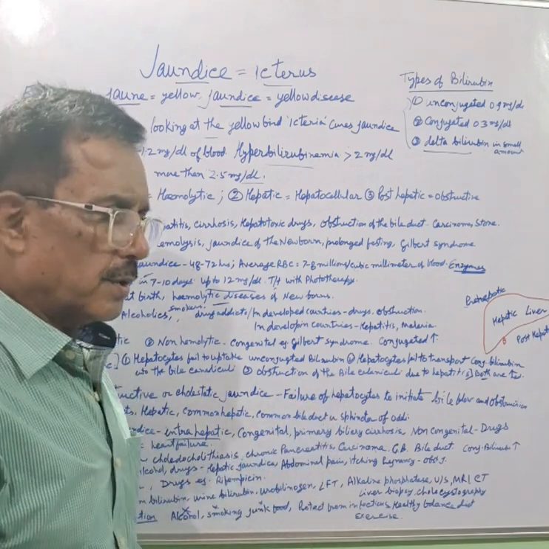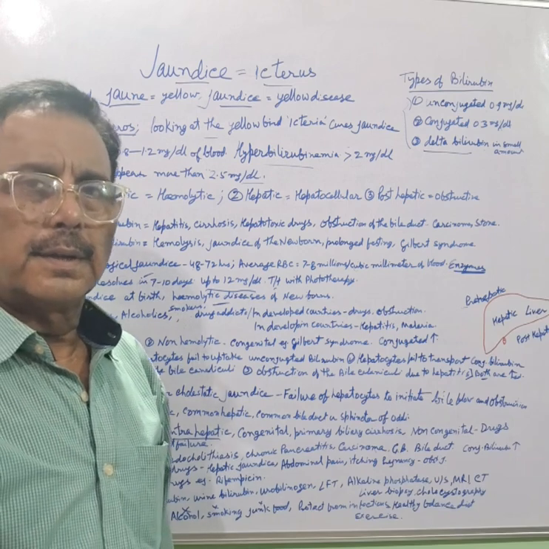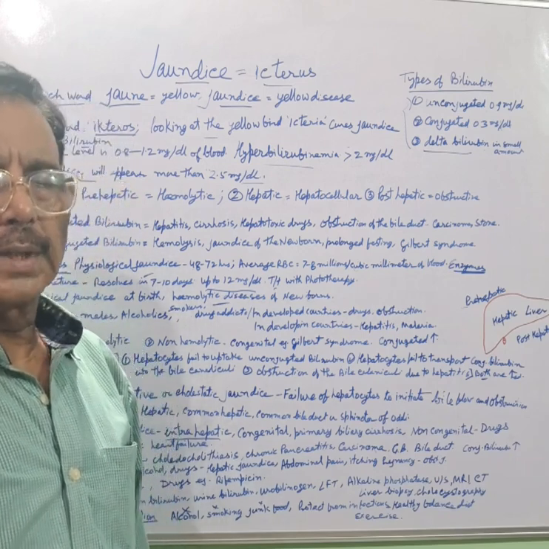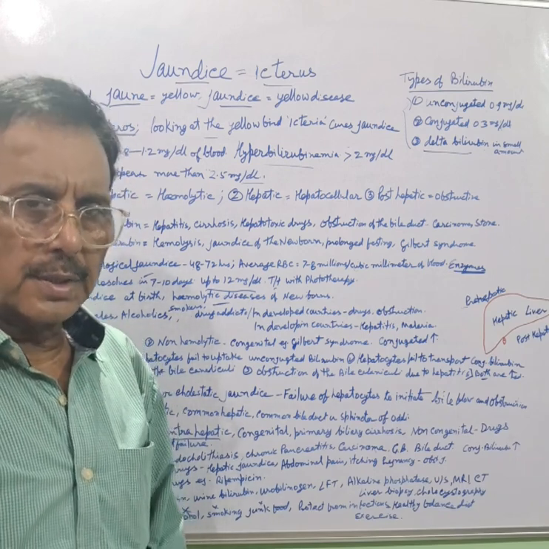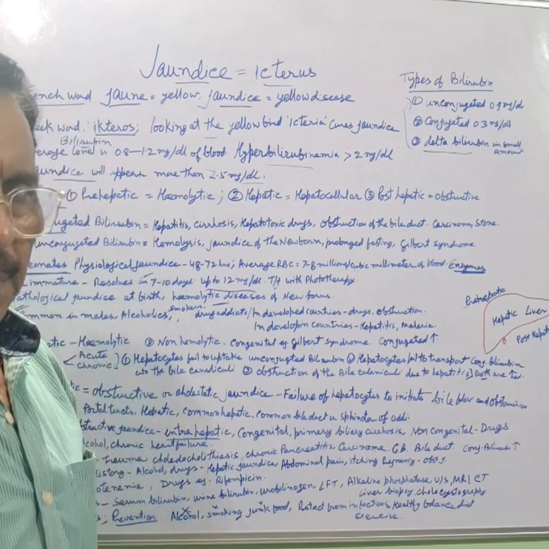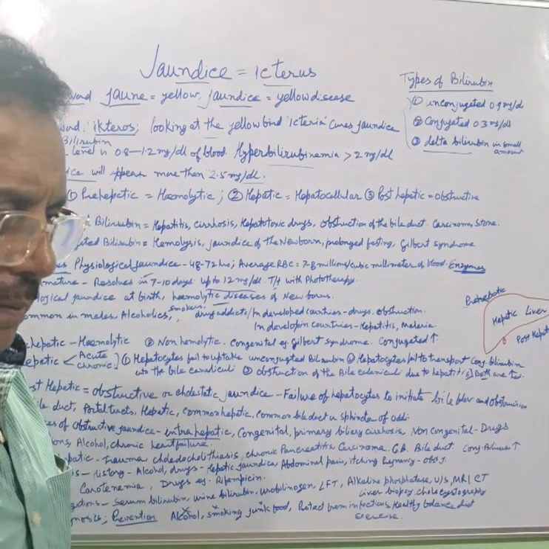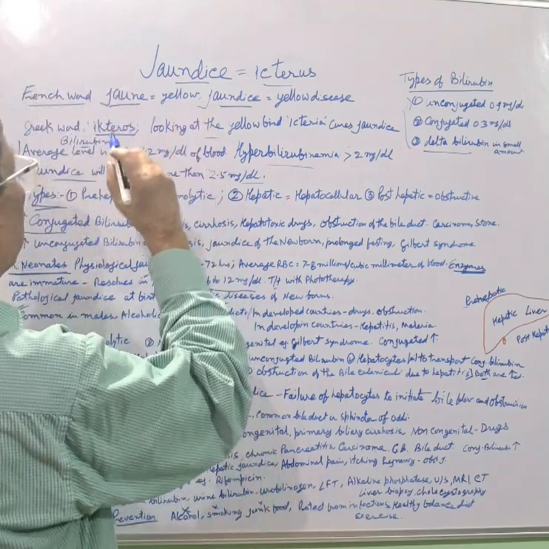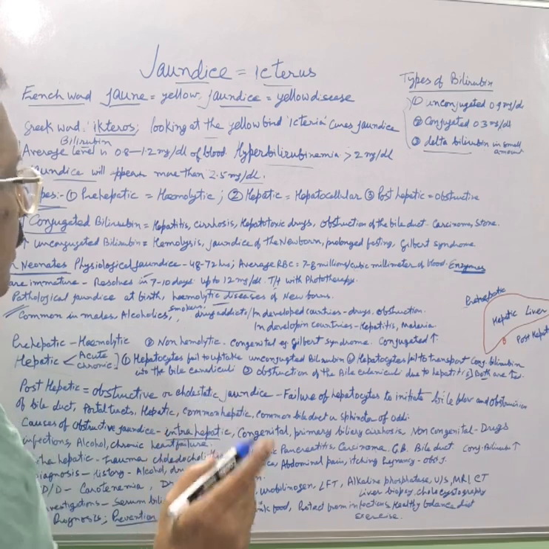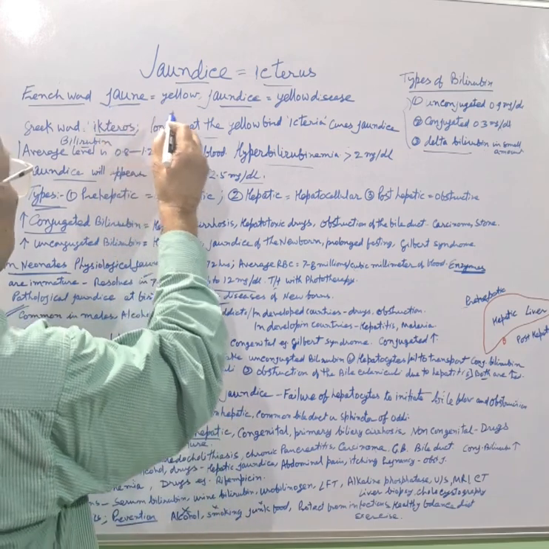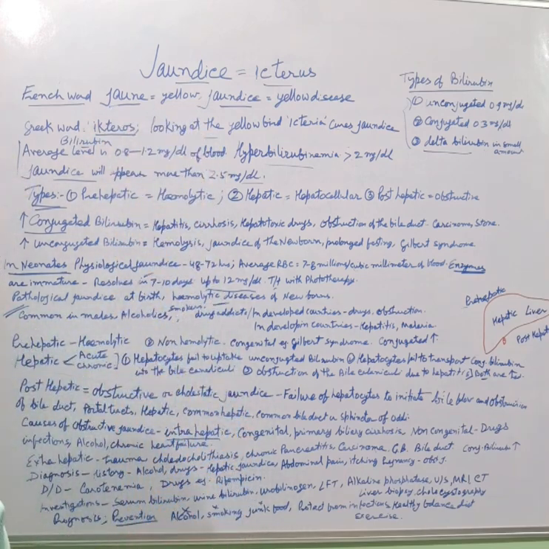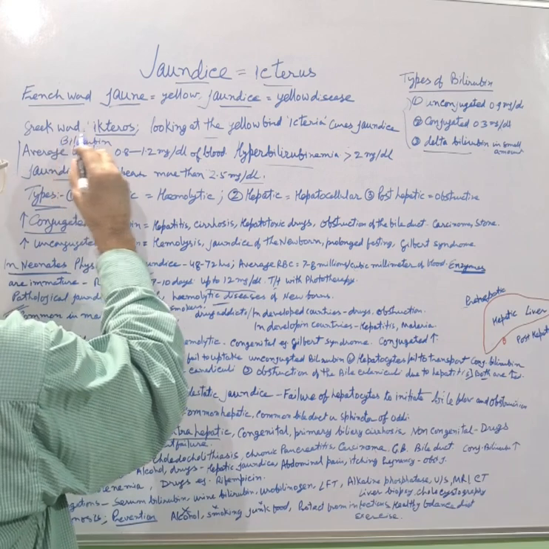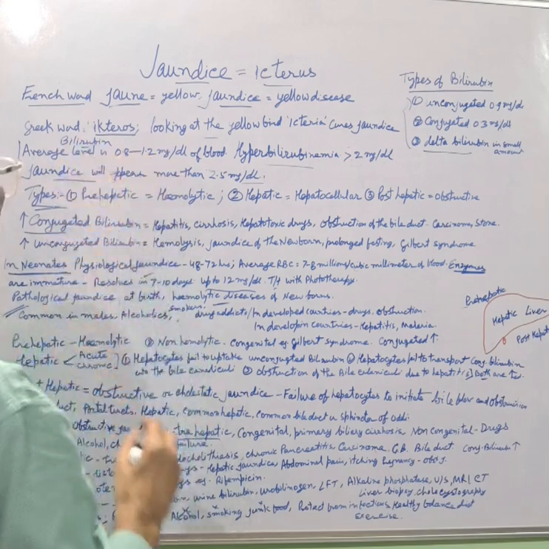What is jaundice? Jaundice is yellowish discoloration of skin and mucosa, which is due to deposition of excessive amount of bilirubin in the human body. Jaundice is derived from a French word, jaune, meaning yellow, and jaundice is yellow disease. It is also known as icterus, which is derived from the Greek word icteros.